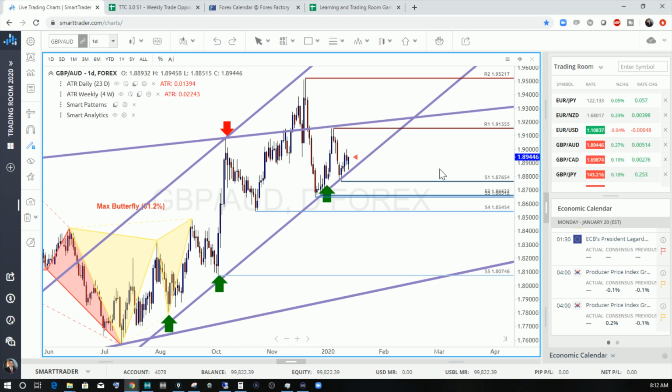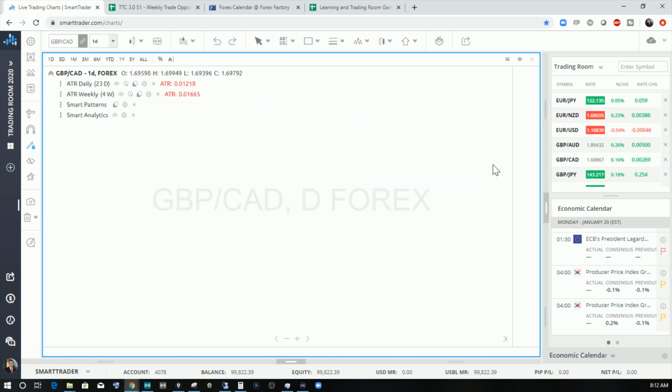All right, so Pound Aussie, looking for a rally on Pound Aussie. Could that mean weaker Aussie or stronger Pound? Well, let's take a look at the other Pound crosses.